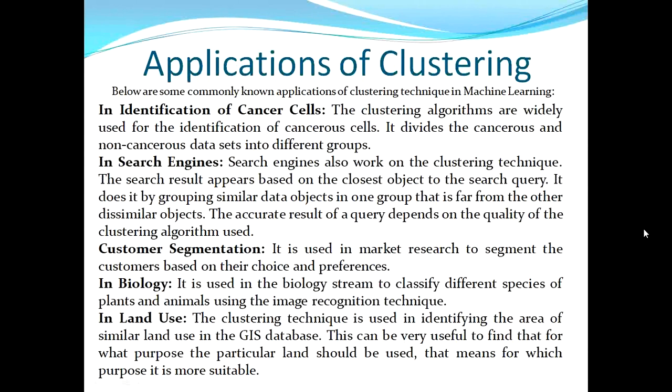There are applications of clustering. In identification of cancer cells, clustering algorithms are widely used for the identification of cancerous cells. It divides the cancerous and non-cancerous datasets into different groups. Search engines also work on the clustering technique. The search result appears based on the closest object to the search query. It does this by grouping similar data objects in one group that is far from the other dissimilar objects. The accurate result of a query depends on the quality of the clustering algorithm used.